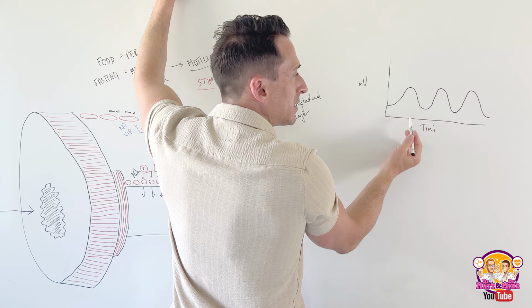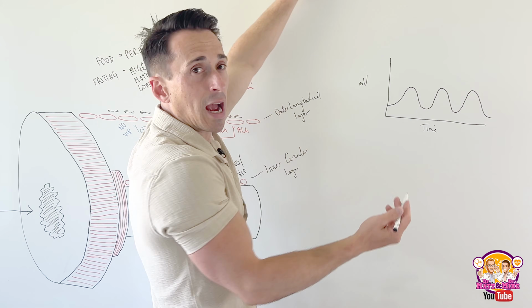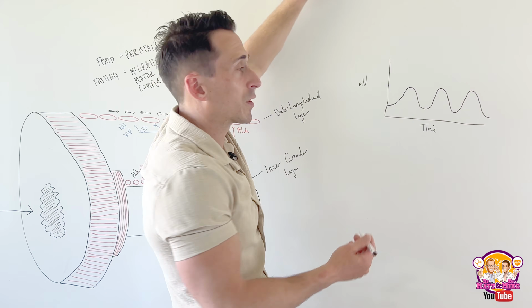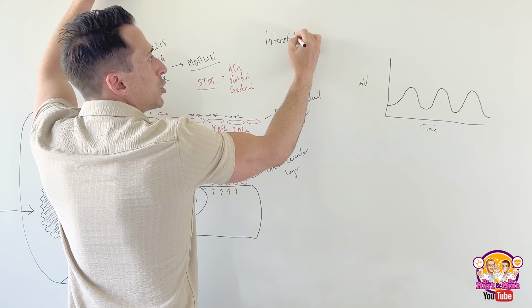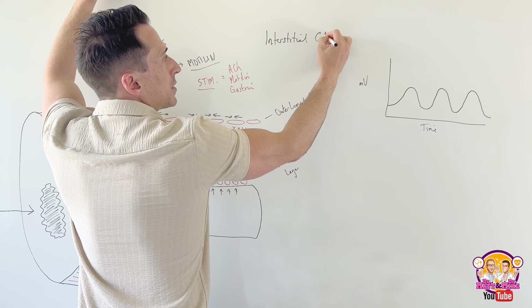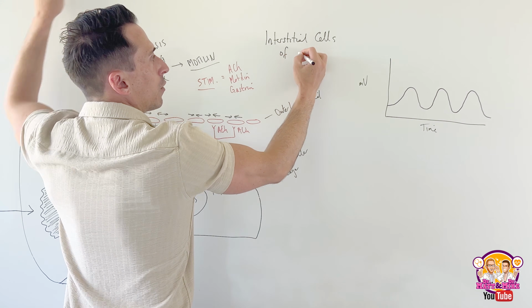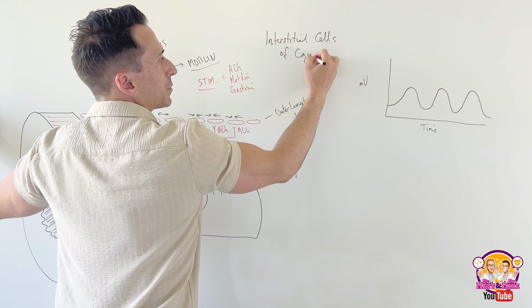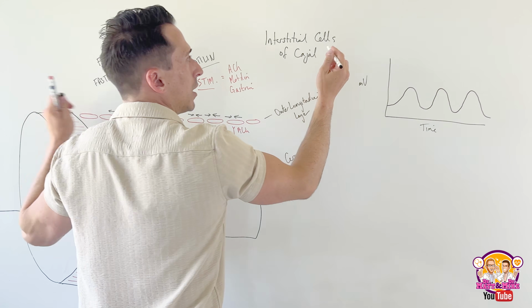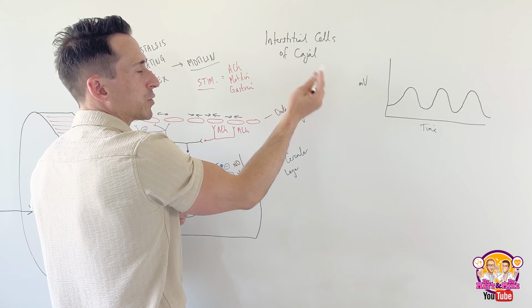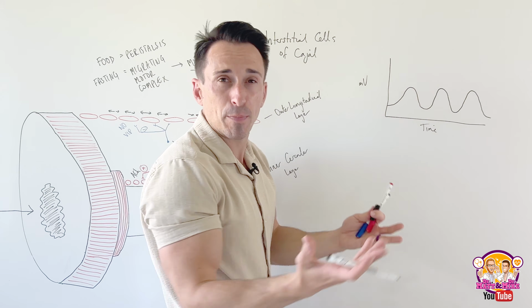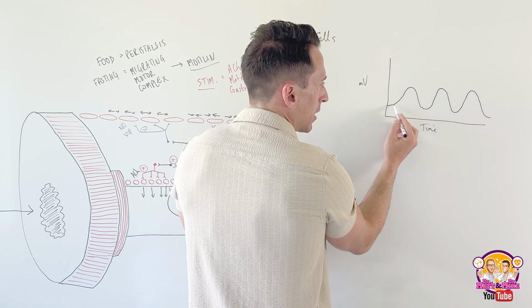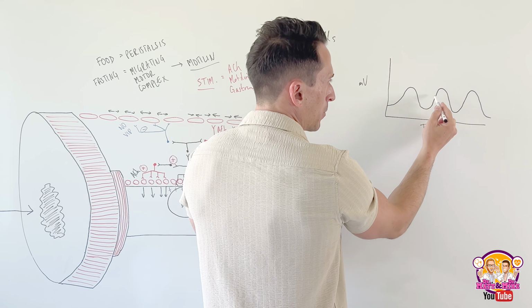Now, if we look at some specialized muscle cells within the gastrointestinal tract, it has pacemaker cells, right? And these are called the interstitial cells of Cajal. Some people say Kajal, but it's Cajal, because it's Spanish. What happens is they will, like the pacemaker cells of the heart, spontaneously depolarize, repolarize, depolarize, repolarize.